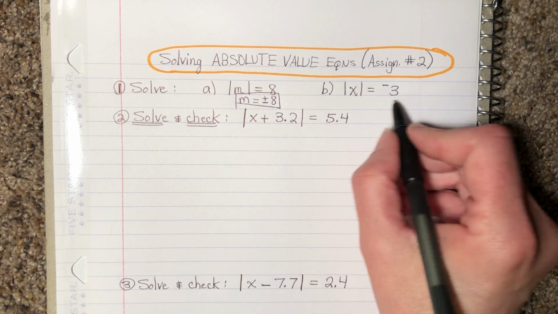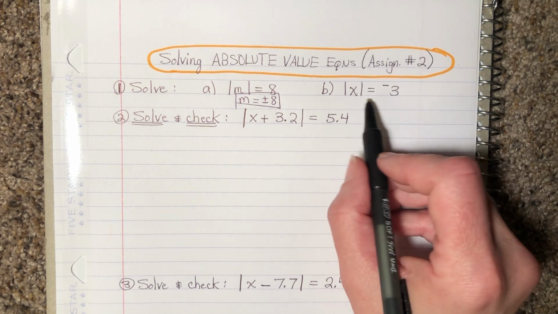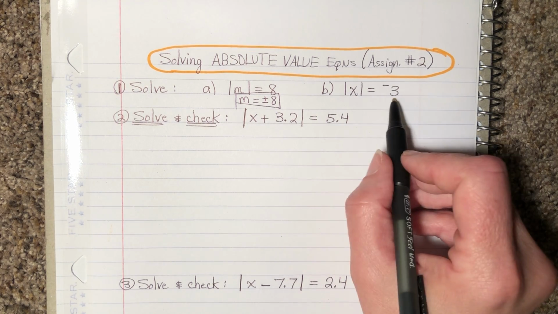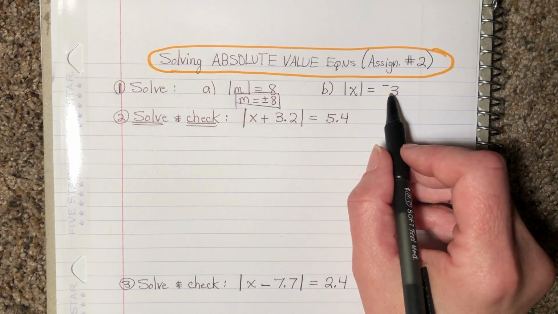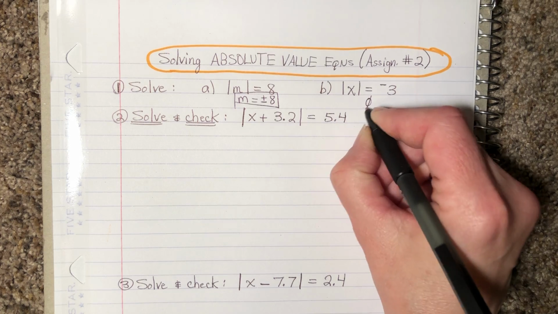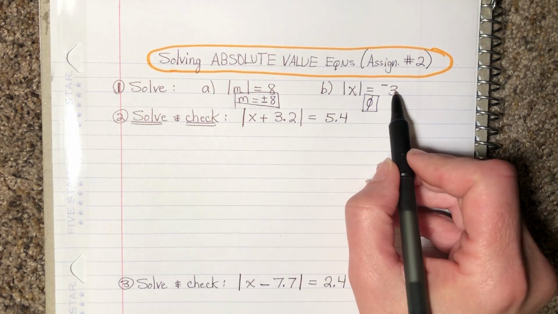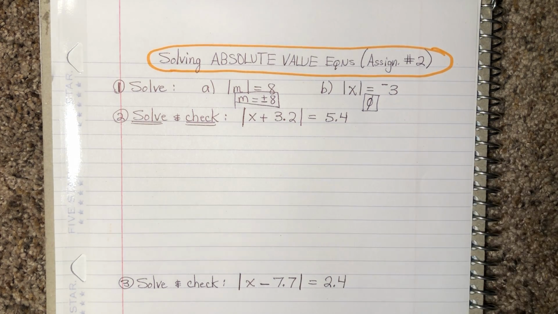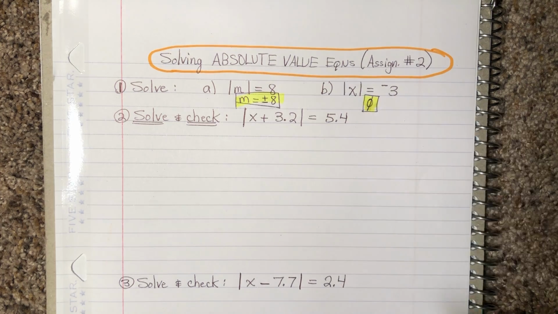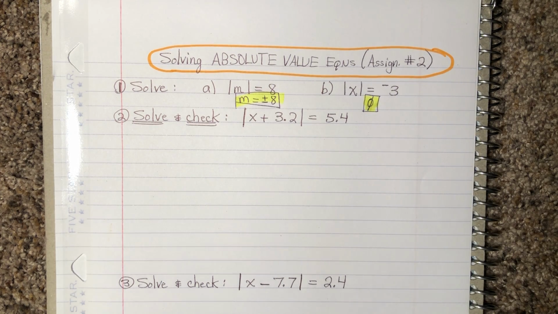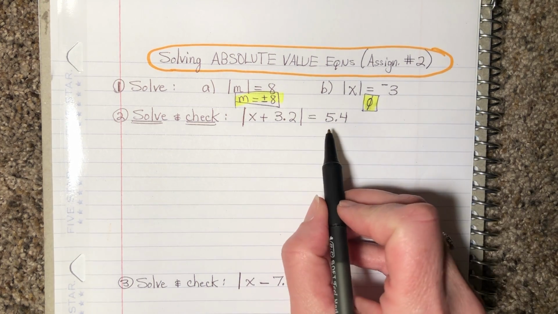Second one, now you have to be a little careful though, because before you just automatically take off the absolute value, you have to look at the other side. And if it's negative, it's going to be no solution because you can't get a negative coming out of an absolute value. Let me see if I can find the highlighter real quick. Okay, so on number 2, we've got a positive here, so we're good.